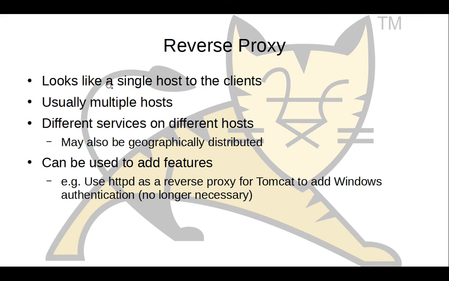So I think we've covered all of this. Looks like a single host. It's usually multiple, doesn't have to be. Another reason for using it is you can actually use it to add features. I'll take a Tomcat example that doesn't actually apply anymore because we've added the feature to Tomcat. Before Tomcat supported Windows authentication, if you wanted a Tomcat app and you wanted to add Windows authentication to it, one of the easiest ways of doing it was to reverse proxy it from HTTPD, because HTTPD supports Windows authentication. So we get HTTPD to do the authentication, pass the authenticated ID to Tomcat, and then the app has got access to the ID, and bingo, you've added that authentication to Tomcat without actually having to change anything on the app. So you can use it for that sort of thing as well.